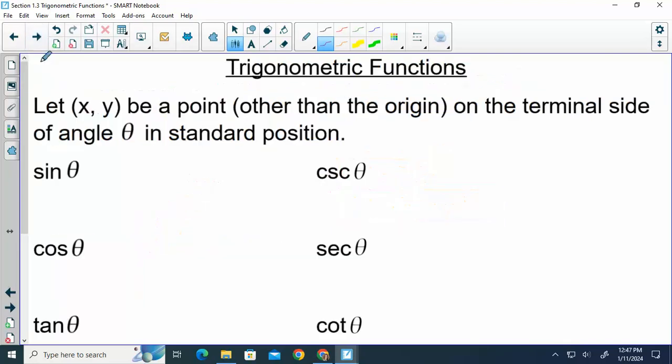So now let's define our 6 trig functions. (x, y) is any point except the origin on the terminal side of an angle in standard position. Then the definition of sine is y over r. That "sin" is the shorthand for sine. So the first trig function, sine of angle theta, is y over r.